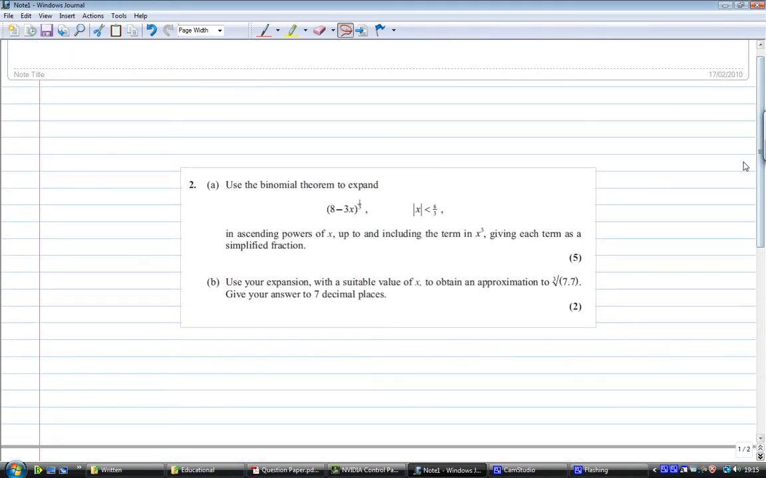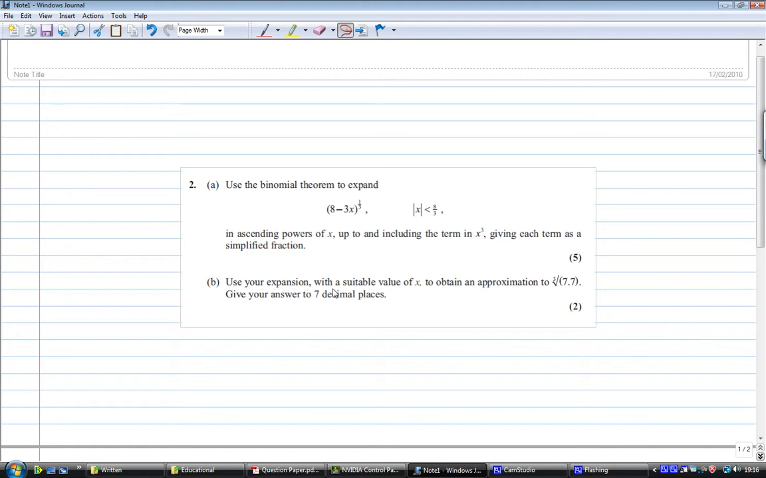January 2008 Excel exam on the binomial theorem. Okay, the first part of the question: use the binomial theorem to expand that particular thing there, expanding in powers of x up until and including the term in x cubed, giving each term as a simplified fraction. It's telling us something about how it expects us to see the answer. We can't just put it into a calculator and give it as decimals.